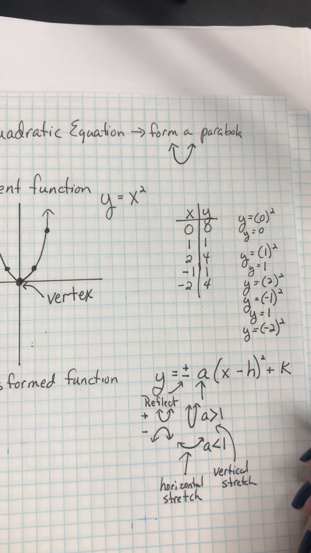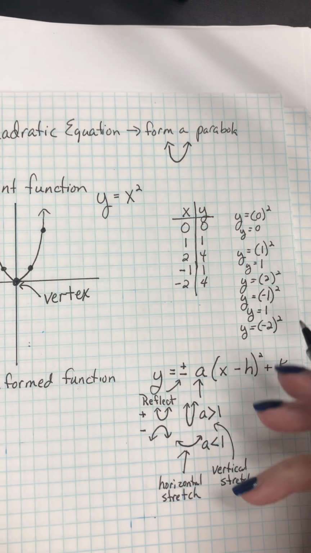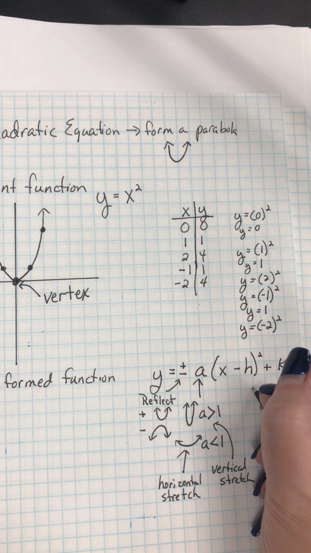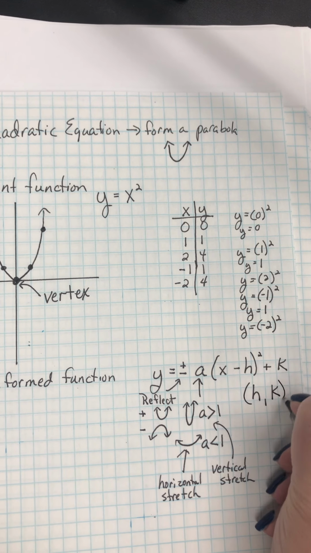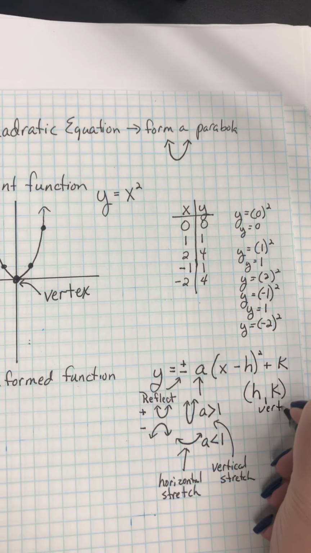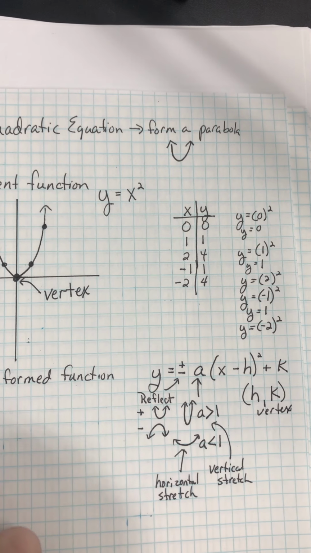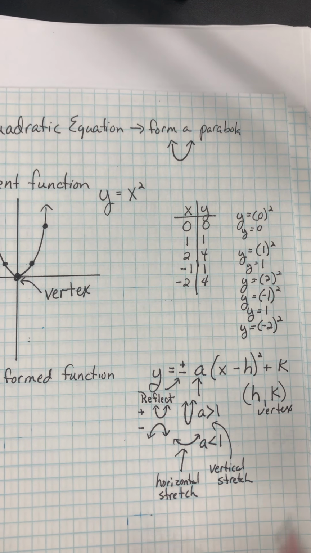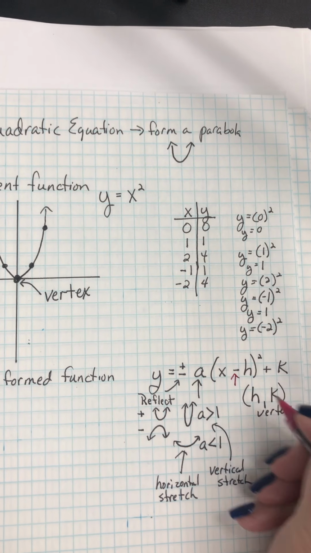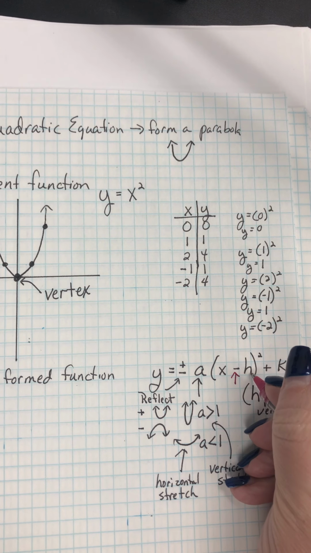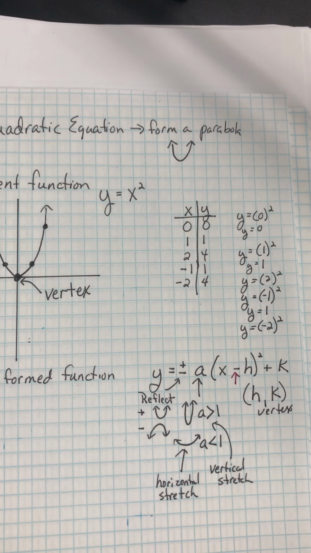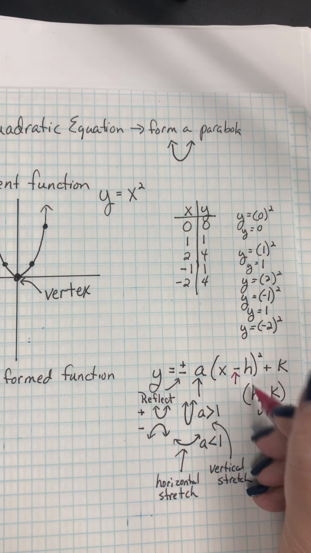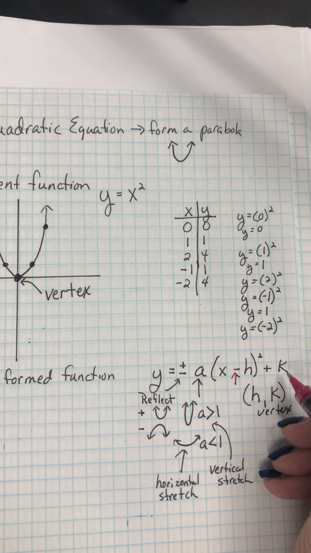Now, h and k have different things, but the primary thing that I want you to notice is that (h, k) is your vertex. Now, this is very tricky. Do you see this minus here? This is going to make it look like it's the opposite number. This is going to look the same.